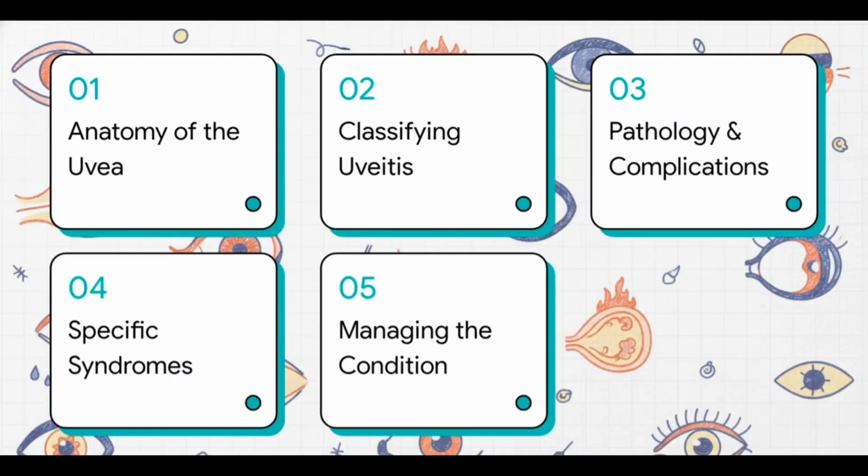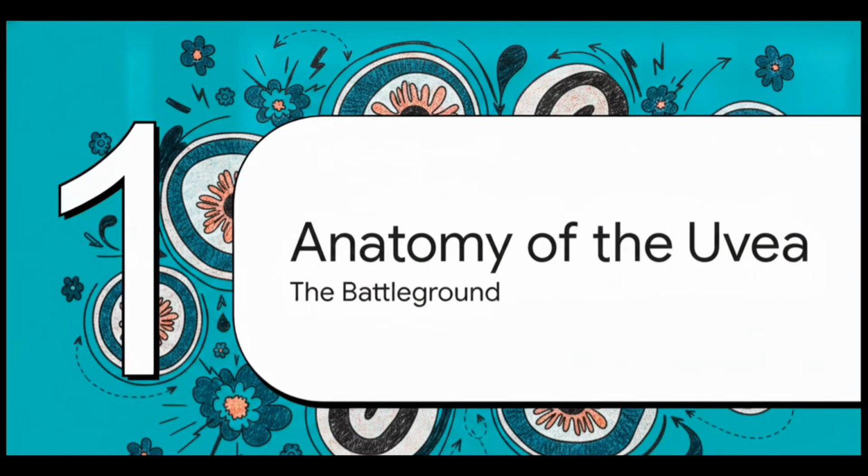Here is our roadmap for today. We'll start by looking at the foundational anatomy of the uvea, figure out how we actually classify uveitis, dive deep into its pathology and complications, explore a few specific syndromes, and finally discuss the essential clinical protocols for managing the condition. All right, part 1, anatomy of the uvea, which we can really think of as the anatomical battleground.